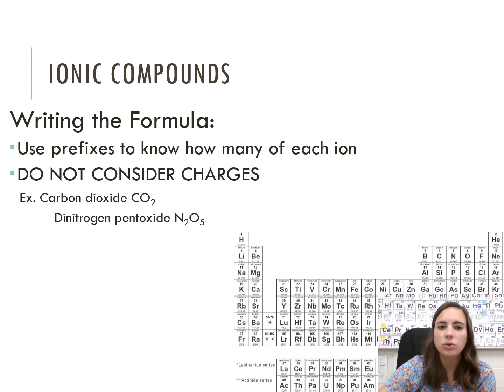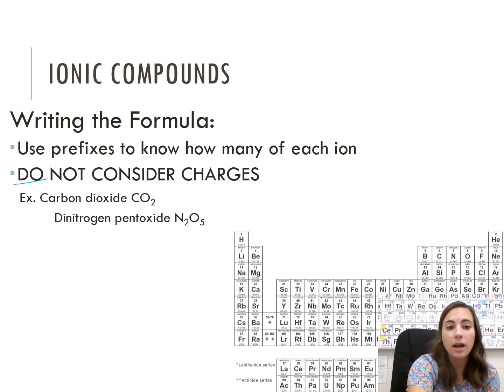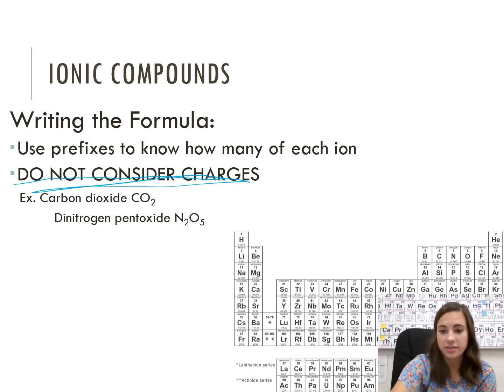So we use prefixes. Our prefixes are going to tell us how many, not our charges. This is where people get confused. They start trying to balance 2 nonmetals. Guess what? They're both negative. You're never going to balance them, okay? So for ionic, we use our charges. For molecular, we do not. We simply use prefixes, okay?